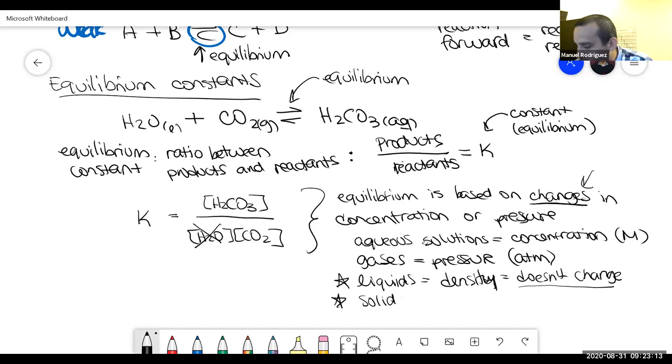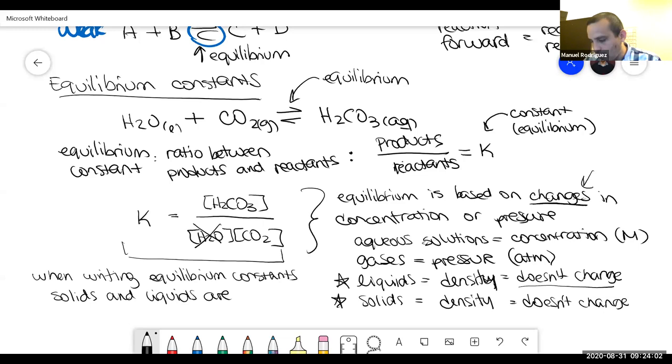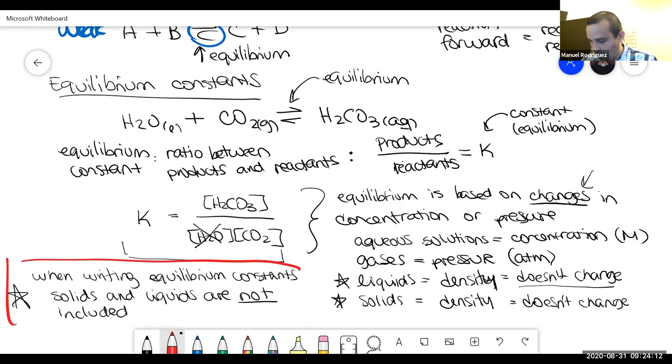The same thing happens with solids. A solid is just a chunk of material at the bottom. And the concentration is also based on the density. It's how many moles you have in an area, but the area is just the amount of space that the solid takes. So it doesn't change either. So when you are writing equilibrium constants, and this is basically what you need to know, solids and liquids are not included. Good?